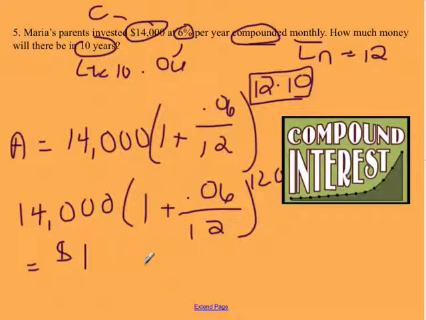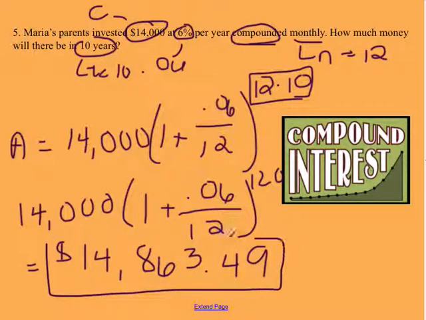You get 14,863.49. So watch your rounding. If the third number's 5 or greater, round up. 4 or below, keep it the same. So hopefully you got that answer when you plugged in. If not, show me what you plugged in when you see me next, and we'll take a look at it.